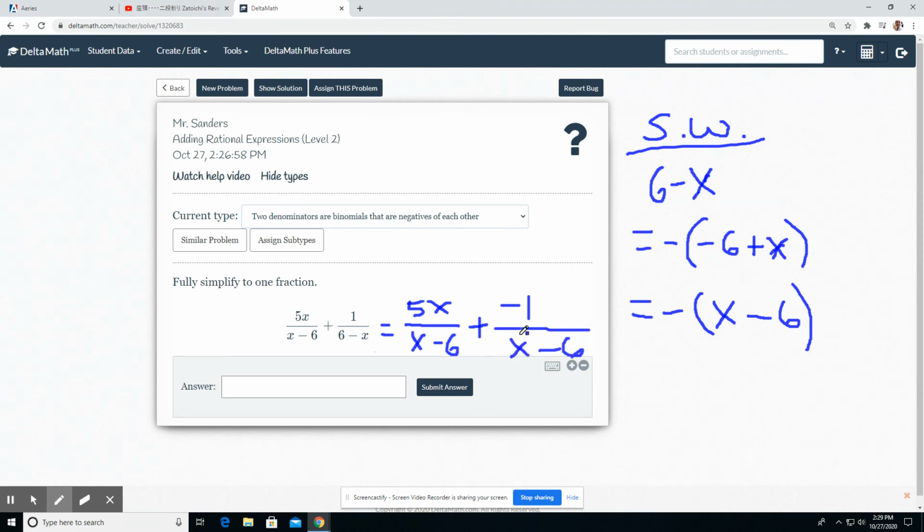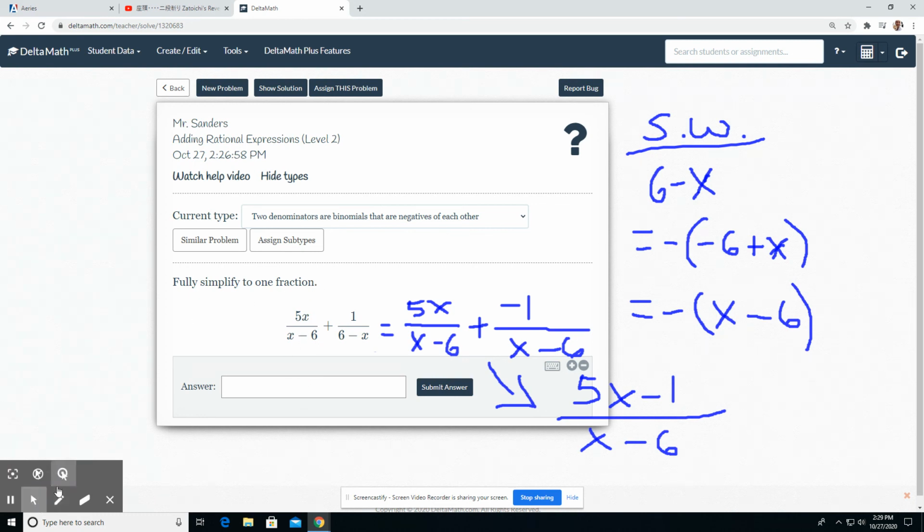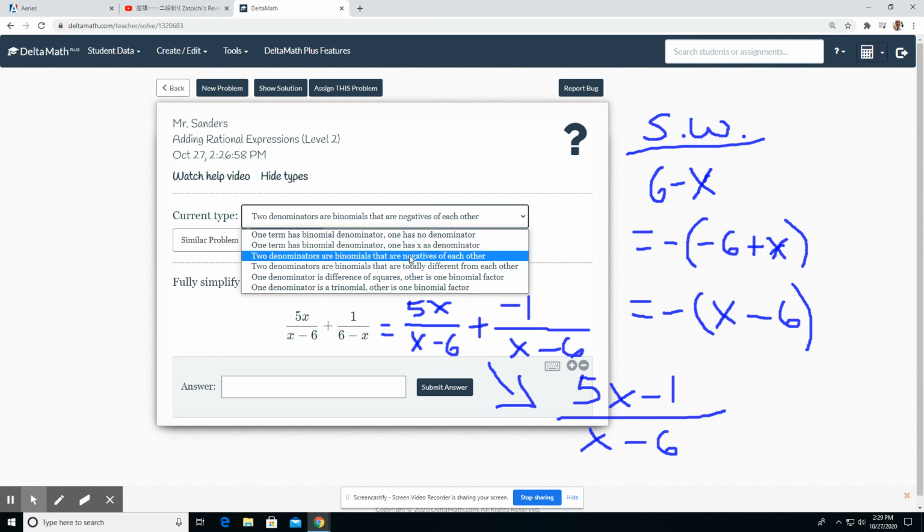Now, there's several different ways, like I said, you can approach it with this negative sign right here. This way, I think, is the cleanest way when you're combining the tops. But you have a common denominator now. So it's going to be 5x minus 1 over that common denominator of x minus 6. And nothing else cancels or simplifies, so that's going to be your final answer. Okay, so that's how that one is. Let's see how the next set is, if there's anything different.